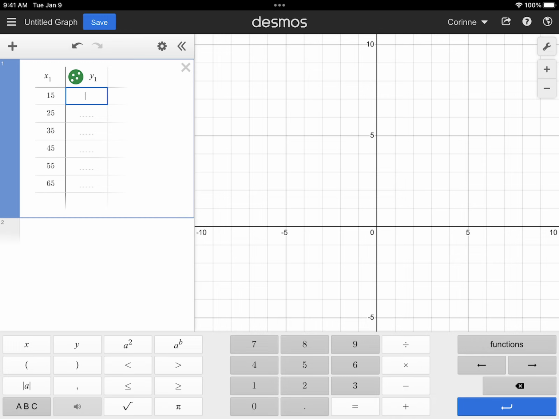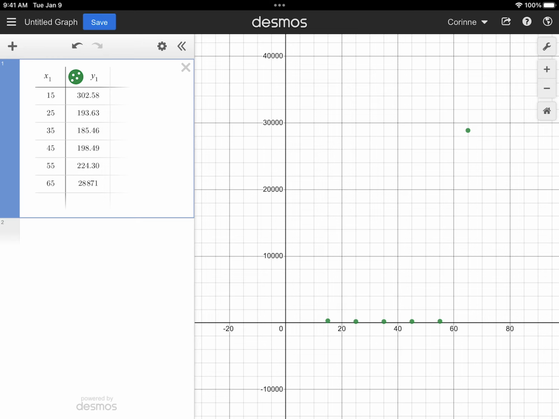Then for the average finish times, we have 302.58, 193.63, 185.46, 198.49, 224.30, and 288.71. All right, so then we'll click on the magnifying glass so we can see our data here.